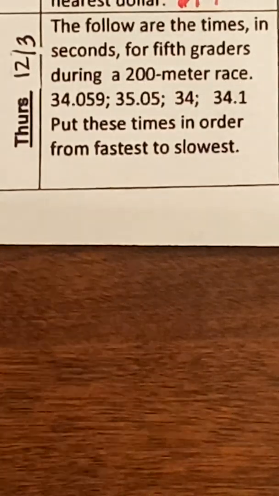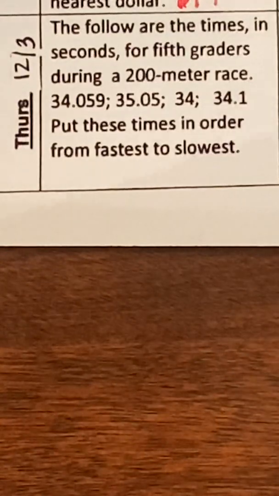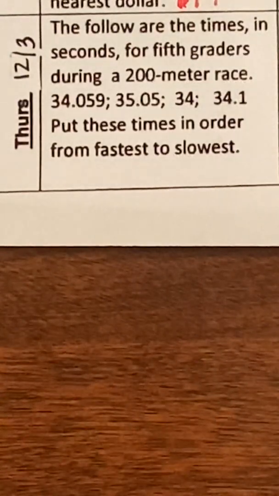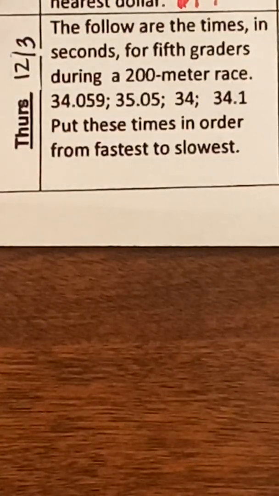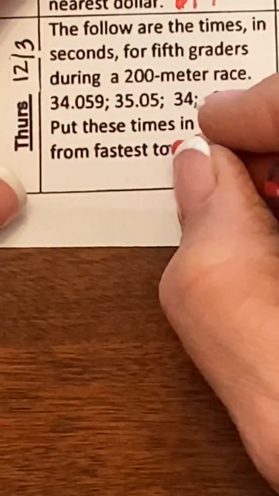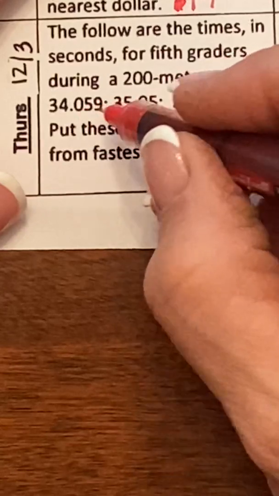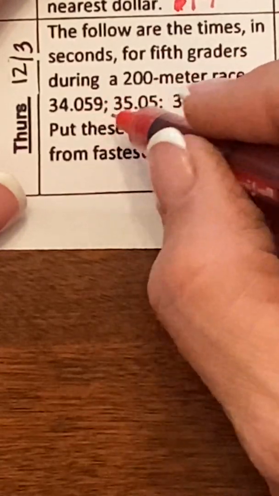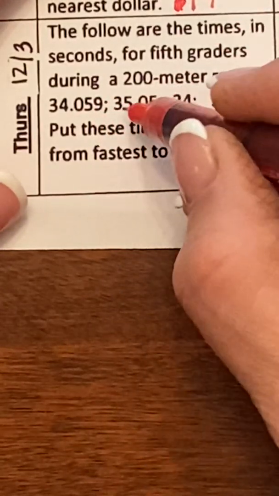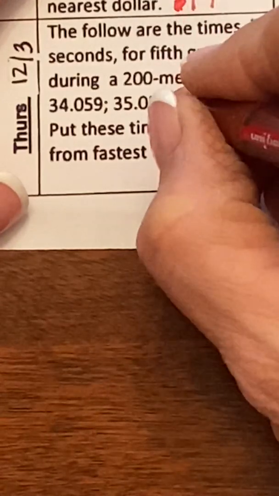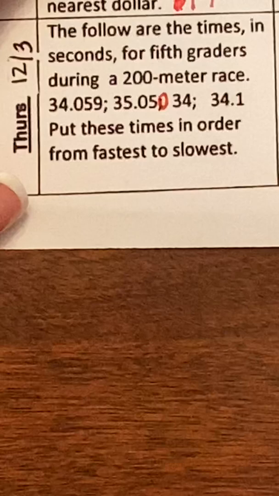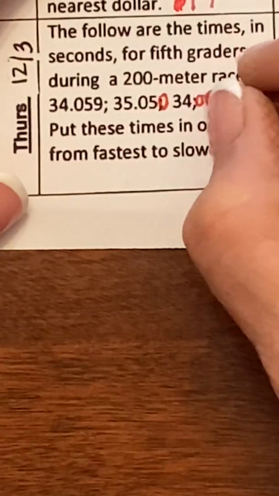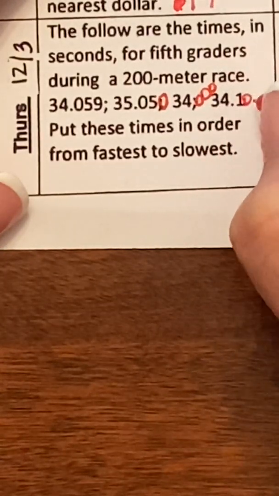Let's go ahead and take a look at this first one. It says the following are the times in seconds for fifth graders during a 200-meter race. And it says, put these times in order from fastest to slowest. Well, right now, this is 34, and then you've got 1,000. This is 35, and then I'm going to annex 1 0 there because now I have thousandths on this one. I could add 3 zeros here and 2 here.